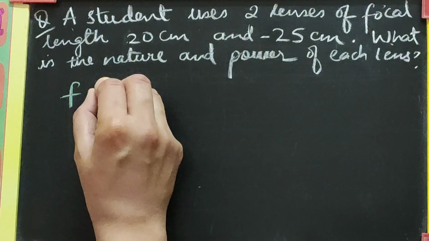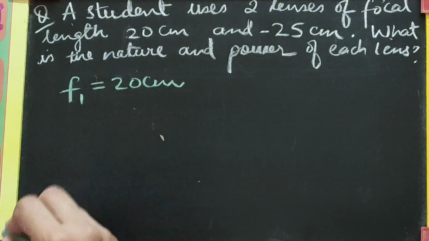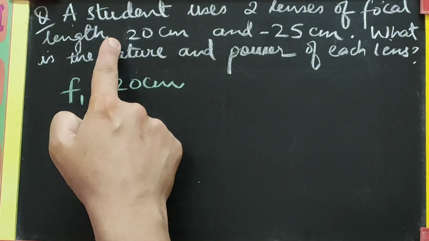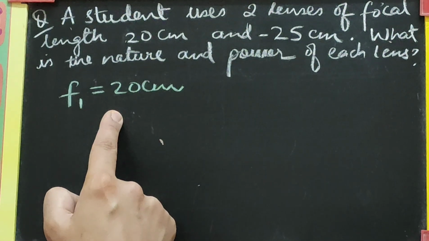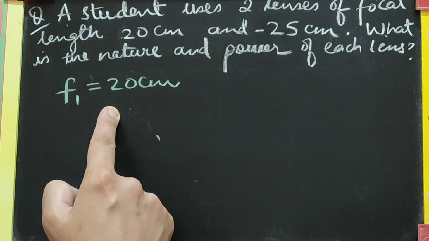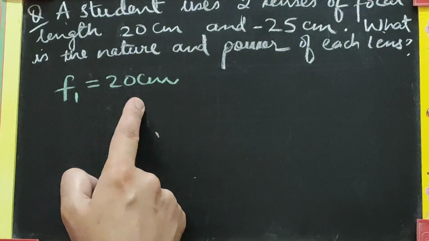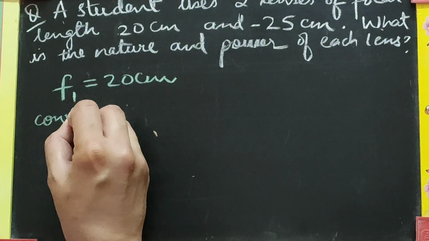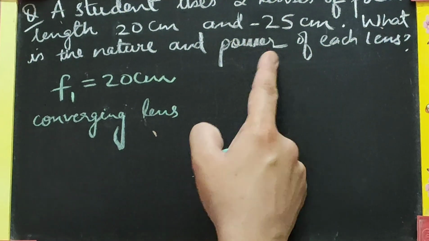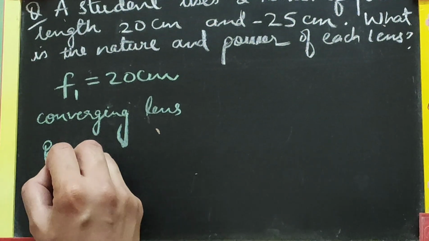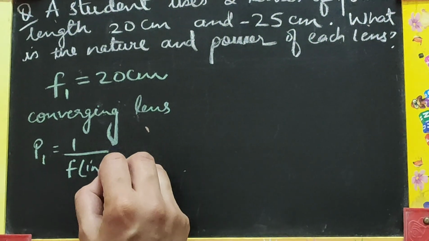First, let us calculate for the lens with focal length 20 centimeter. Let me name it as f1. Now since focal length is given positive, the nature of the lens must be converging, as convex lenses have positive focal length. So looking at the sign of the focal length, we have inferred that it is a convex lens or a converging lens. You have to also write the power of this lens. So power we will calculate by the formula which says 1 upon focal length in meters.